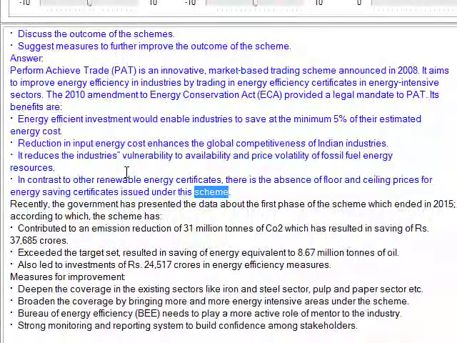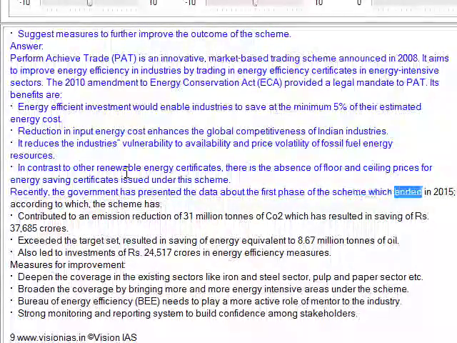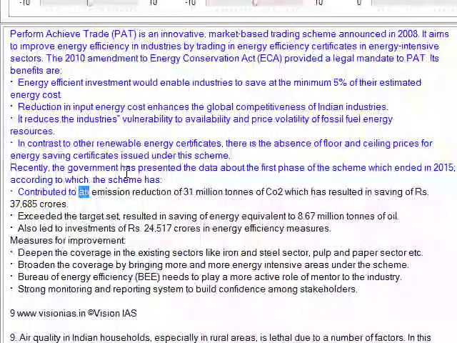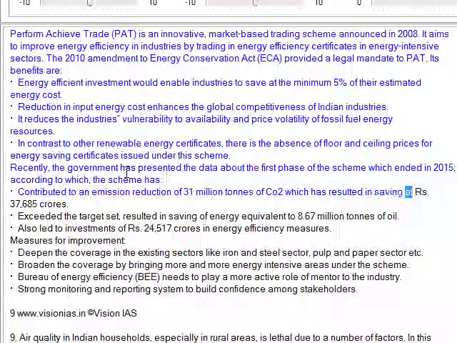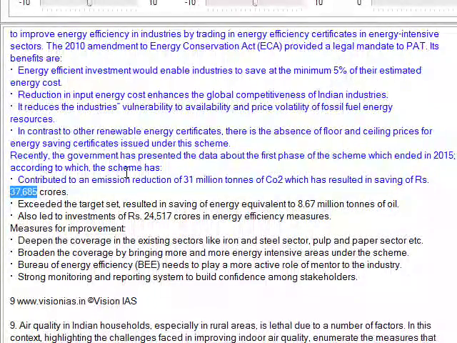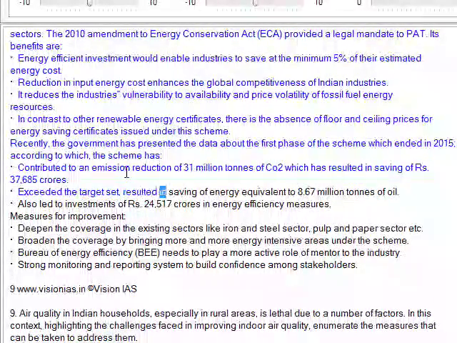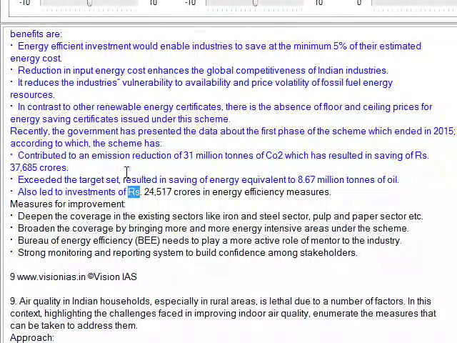Recently, the government has presented the data about the first phase of the scheme, which ended in 2015, according to which the scheme has contributed to an emission reduction of 31 million tons of CO2, which has resulted in saving of Rs 37,685 crores. It exceeded the target set, resulting in saving of energy equivalent to 8.67 million tons of oil. It also led to investments of Rs 24,517 crores in energy efficiency measures.